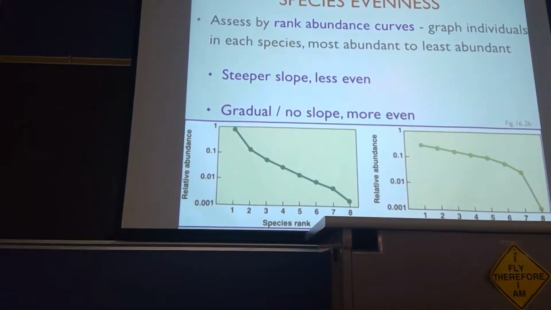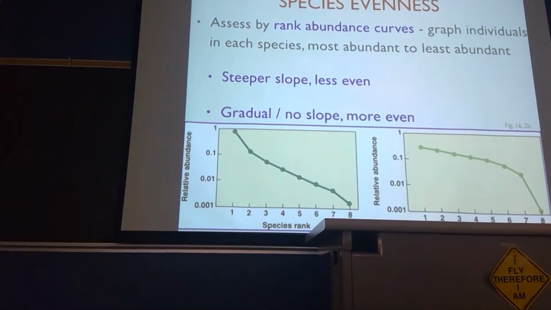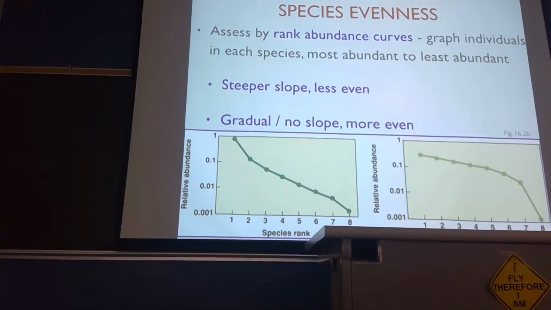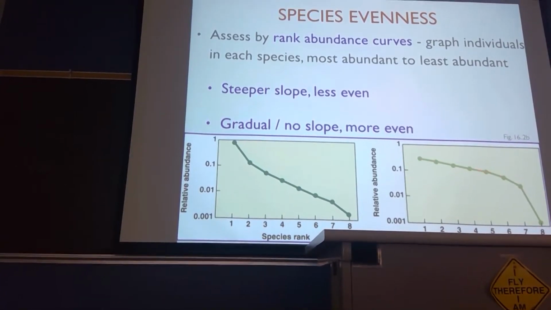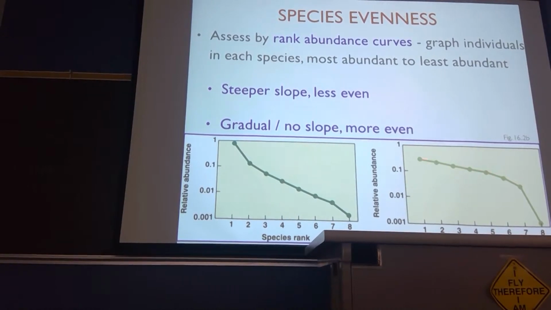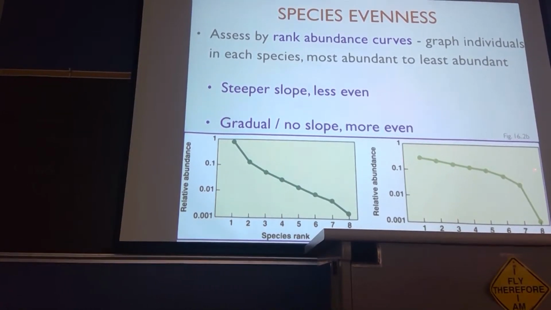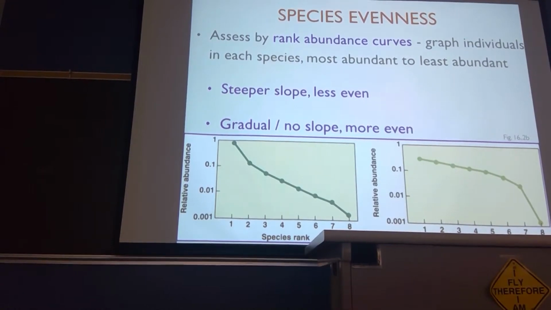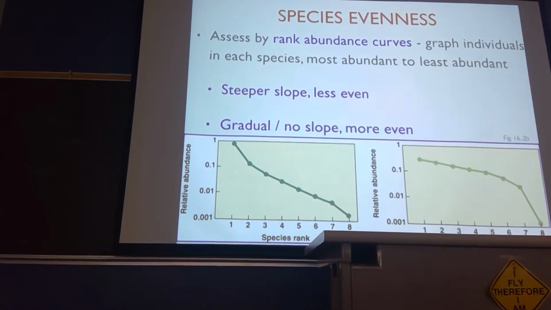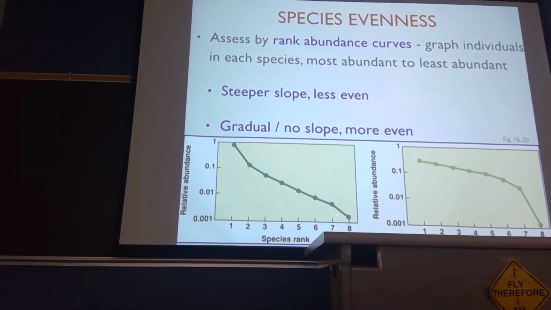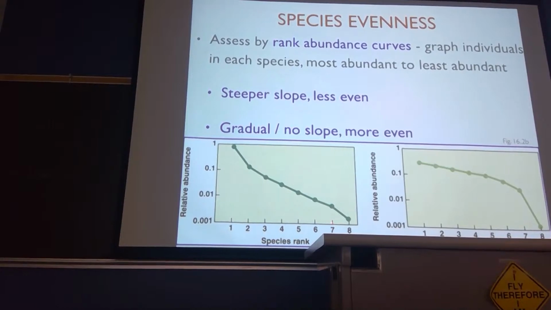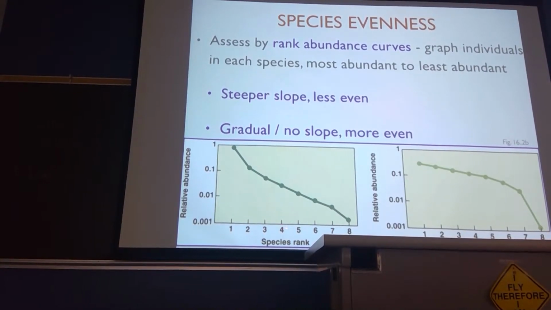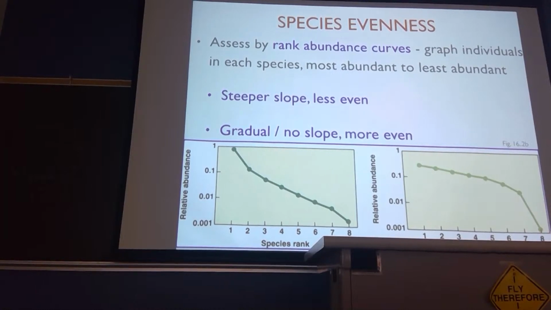Okay. All right, so with these rank abundance curves, again, the steeper the slope, the less even it is, and the more gradual or no slope that it has, the more even it is. In a perfectly even community, this would be a straight line across, so that everybody would have the same relative abundance. Community ecologists often do this in order to compare communities. What's also very interesting is to track the movement of an individual species across these rank abundance curves over time or over space.